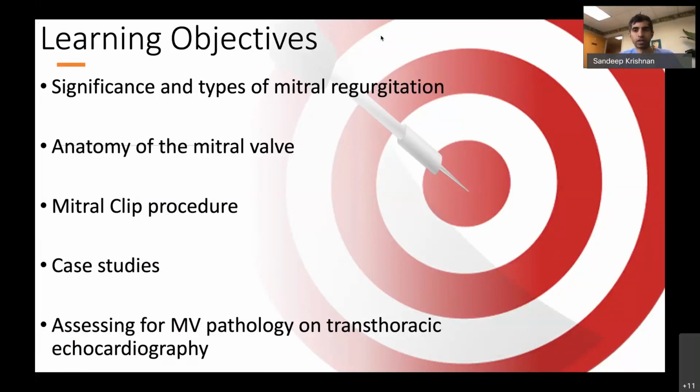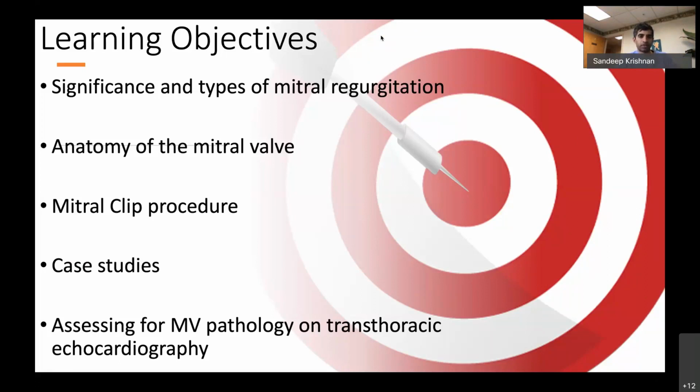So this talk is, as I mentioned, centered around the mitral valve. We're going to talk about the significance of mitral regurgitation, why it's so important, and looking for it at least in echoes. And we'll talk about the anatomy of the mitral valve. Welcome, Jamie. We're just getting started, so perfect timing.